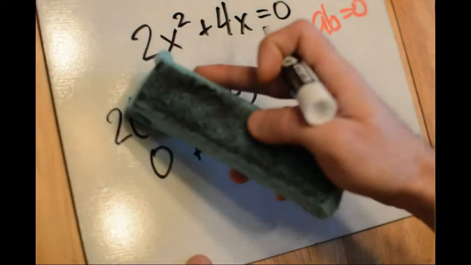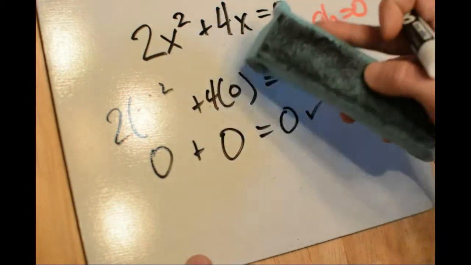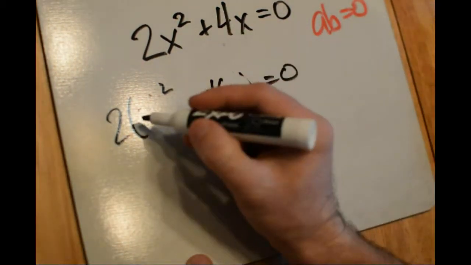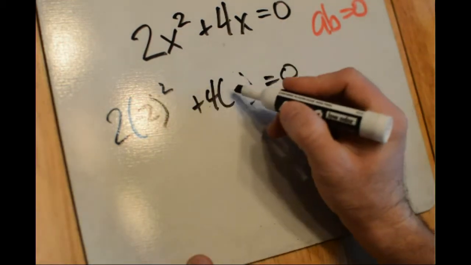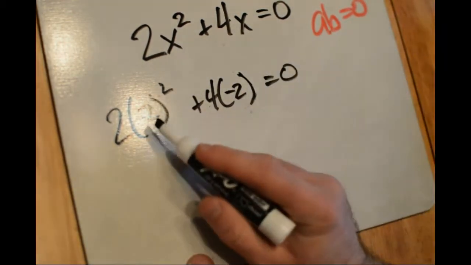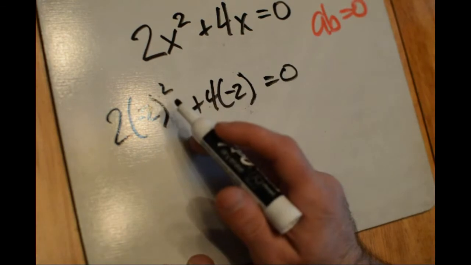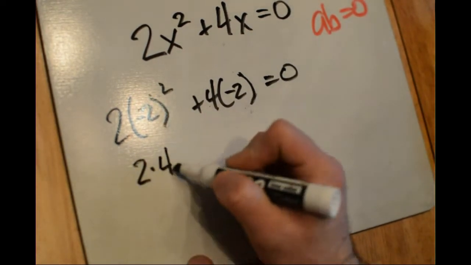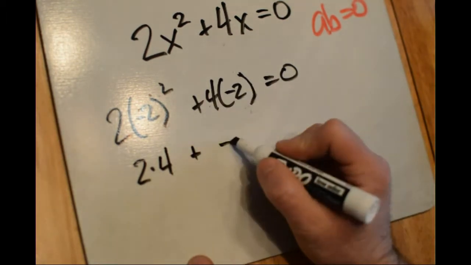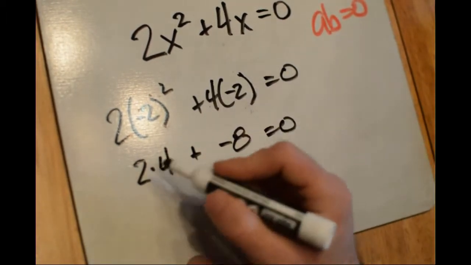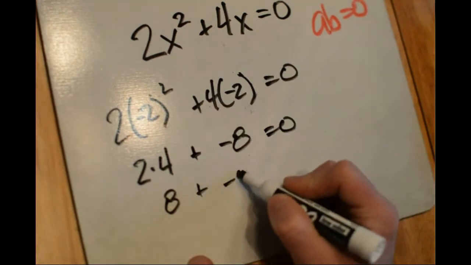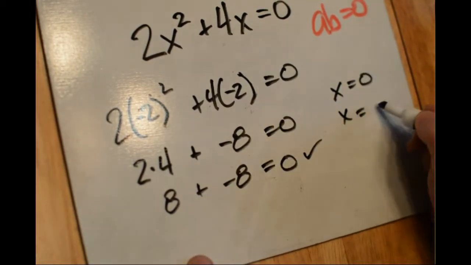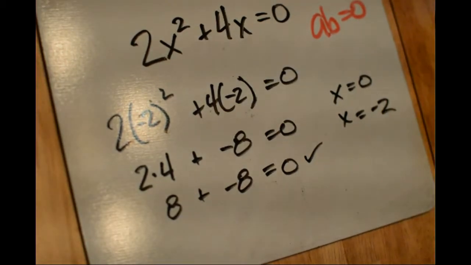Next, I want to try our other solution, which was negative 2. So let's get rid of those zeros there, and we're going to substitute in negative 2. So here I'm taking negative 2 squared. Well, that's negative 2 times negative 2, which is 4. So this is 2 times 4, plus 4 times negative 2 is negative 8. So 2 times 4 is 8, plus negative 8 is 0. So our solutions of x equals 0 and x equals negative 2 worked.